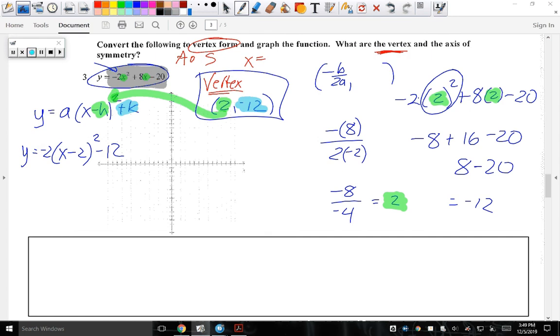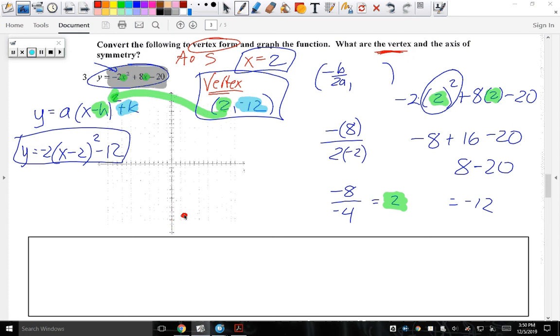We have the vertex done. What's my axis of symmetry? 2, right? Or not just 2, but x equals 2. So now this is my equation. Here we go. My vertex is going to be at 2, negative 12. So 1, 2, 3, 4, 5, 6, 7, 8, 9, 10, 11, 12. Roughly about here.